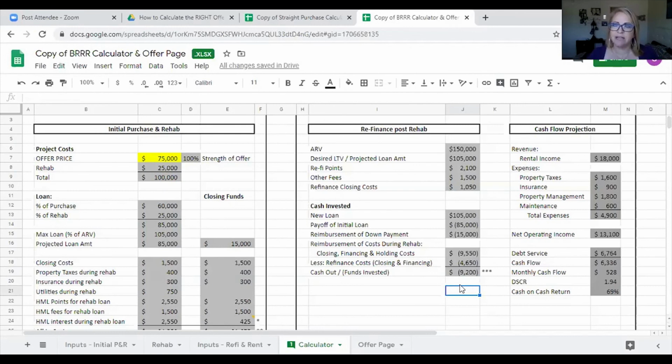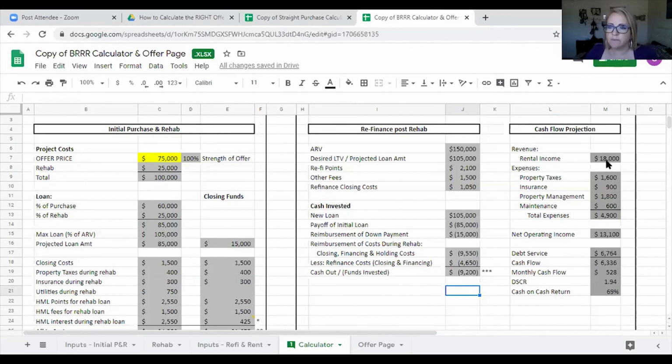What that means is if I get a loan for $105,000, $9,200 of my funds are still going to be in the deal. And that's not an uncommon thing. Depending on how aggressive banks are being, we've seen opportunities to do a cash-out refi, but that's not that common. You're usually going to leave some money in the property, so you want to evaluate how much money you're leaving in, and whether that's worth it.